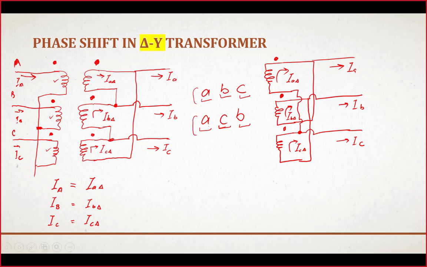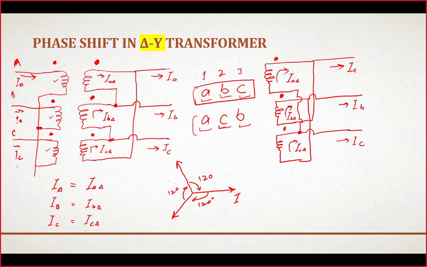Throughout this discussion, we will assume that we are using this phase sequence. Meaning the first phase is taken as a reference, the second phase will lag behind the first phase by 120 degrees, and the third phase will lag behind the second phase by 120 degrees. If I draw the basic phasors, this is IA, IB and IC phasor, and the phase difference between them is 120 degrees.